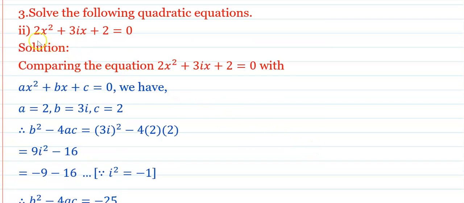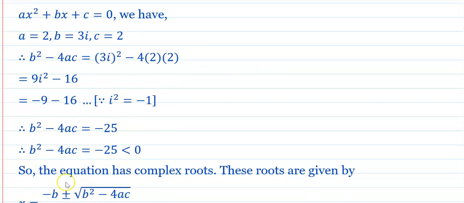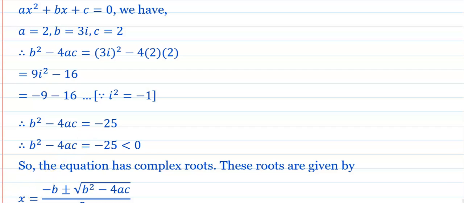Second one. 2x square plus 3ix plus 2 equals 0. Comparing with ax square plus bx plus c equals 0, a is 2, b is 3i, c is 2. b square minus 4ac: 3i bracket square minus 4 into 2 into 2 means 16. I square is minus 1, means minus 9 minus 16. b square minus 4ac equals minus 25. Again it is less than 0, so the equation has complex roots.